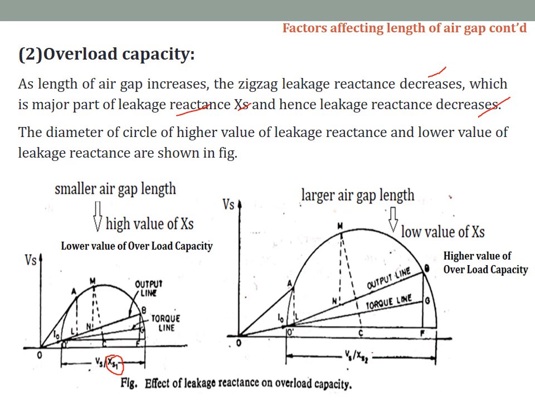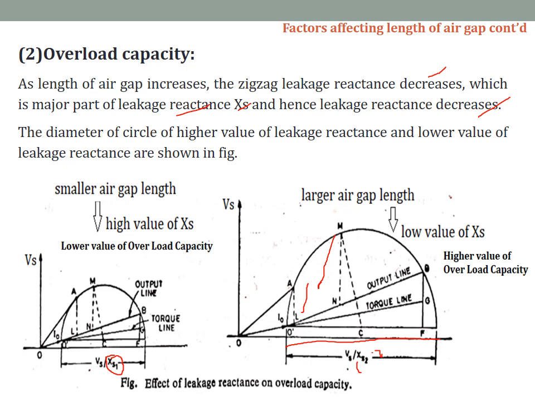When leakage reactance decreases, the diameter of the circle diagram is large, and this will give a large value of overload capacity. Overload capacity is a ratio of Mn by AL. You can see here Mn is this much large, AL is this. So when air gap length increases, the ratio Mn by AL will be large, and overload capacity will be large.